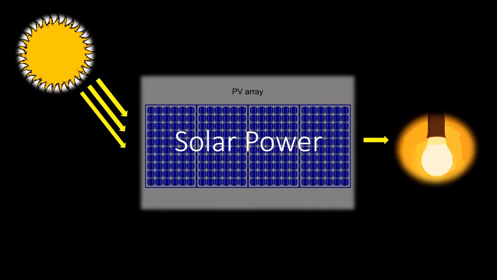Sunlight can also be used to generate solar power. This means that light from the sun, which hits particular materials called photovoltaics, can be transformed into electricity. This can then be used to power devices such as light bulbs in your homes, without polluting the environment.